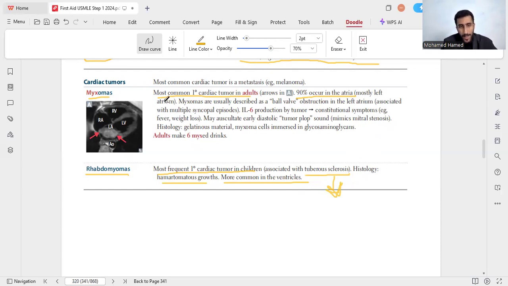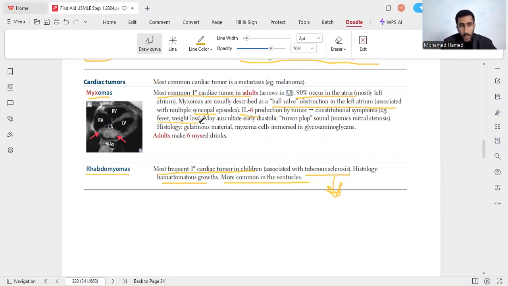So for the myxoma, again, this is the most common primary tumor in adults, and 90% occur in the atrium, most commonly in the left atrium. This may cause a ball valve obstruction in the left atrium, associated with multiple syncopal episodes. It obstructs the left atrium. And there is a characteristic thing in myxoma, which is IL-6 production. IL-6 is a mediator of inflammation, and of course it causes constitutional symptoms like fever and weight loss.